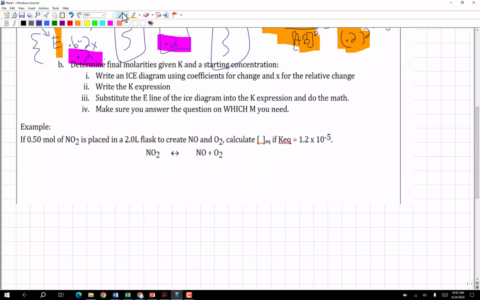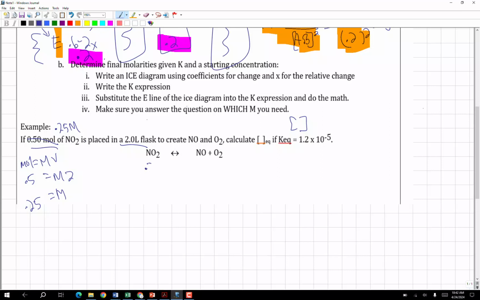Okay, so 0.50 moles of NO2 is placed in a 2-liter flask. Notice, remember this has to be in molarity. Remember how it's in brackets, it's in molarity. So right away, I'm going to change that to molarity. Moles equals MV, 0.5 equals molarity times 2. Molarity equals 0.25. Okay, so 0.25 molar of NO2 is placed in a 2-liter flask to create NO and O2. Calculate the equilibrium concentrations if K_eq equals that.